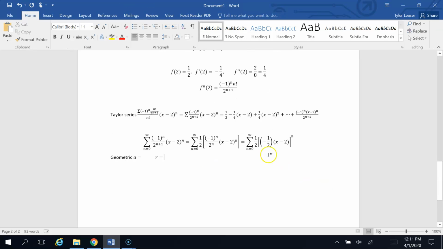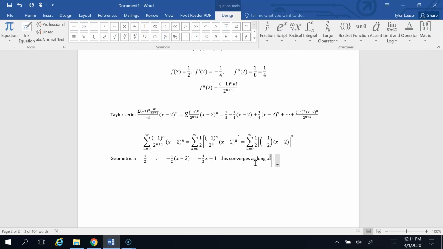All right, so just rewriting it, that way we have the a out in front, 1/2, and we have our r value here. So coming down here, our a is just a positive 1/2. The r value, we'll just write it out as it is. It's that negative 1/2 times x minus 2. You can distribute the negative 1/2 in, so negative 1/2 x plus 1 is another way of thinking about the r value there. And remember that this converges as long as the absolute value of r is less than 1.